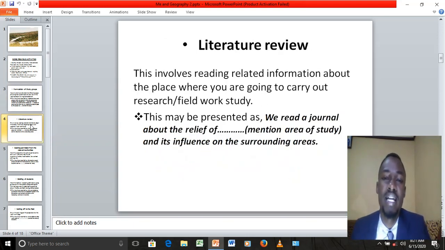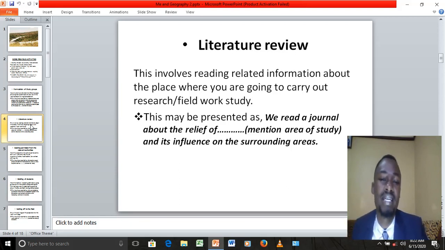Literature review. This is an activity that most students really want to talk about. In literature review, it means before you go to the field, you're supposed to read what other scholars have written about that particular area where you're going. It helps you in understanding what you're going to study. For instance, it may help you to understand a relationship in the field that you should be interested in. So this involves reading materials related to information about the place where you're going to carry out research or fieldwork.